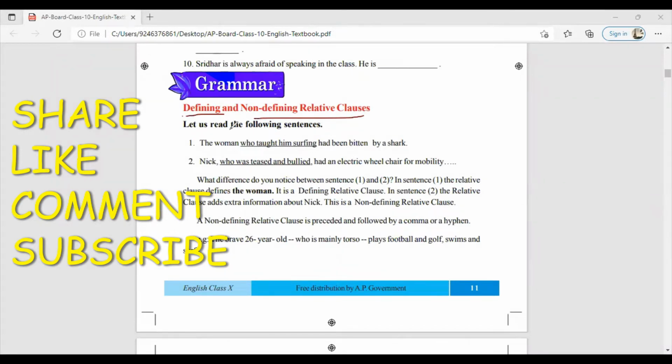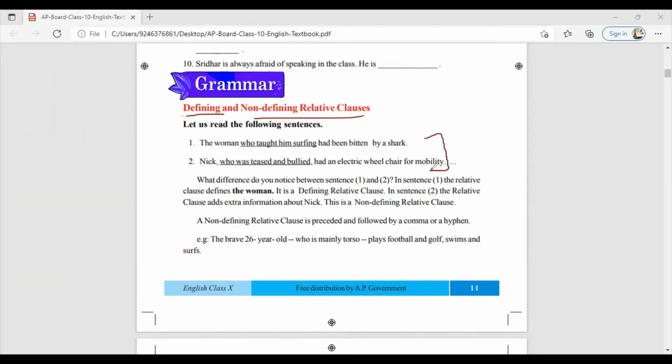So if you see, you have two sentences here. One is, the woman who taught him surfing had been bitten by a shark. The next one, Nick, who was teased and bullied, had an electric wheelchair for mobility. So what did you observe as the difference between these two sentences? Sentence 1 is defining the woman. In this sentence 1, the relative clause defines the woman. So it is a defining clause.